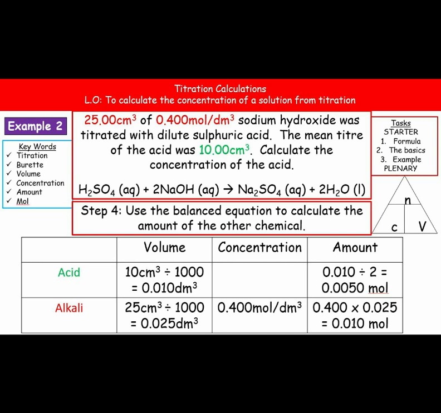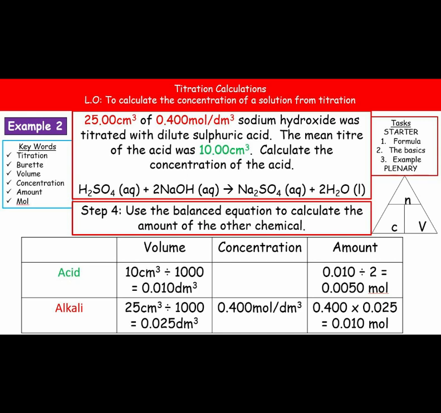Now in this case, if we have a look, our acid is H2SO4 and the alkali is NaOH. So we've got 1 mole of our acid reacting with 2 moles of our alkali. We've just worked out that we've got 0.01 moles of our alkali. So obviously we've just said that we've got twice as much alkali as we do acid, so we need to make sure that stays in the same proportion.